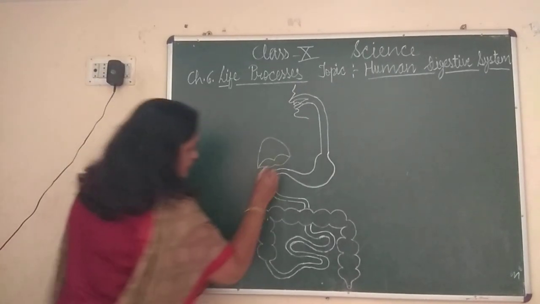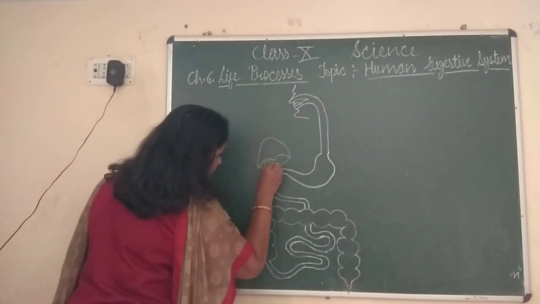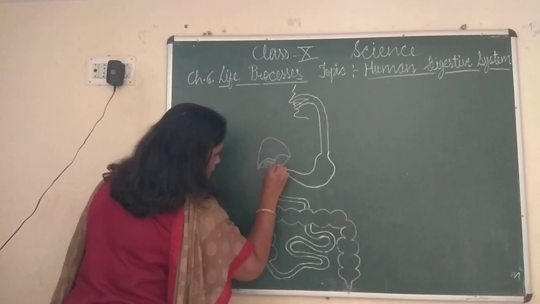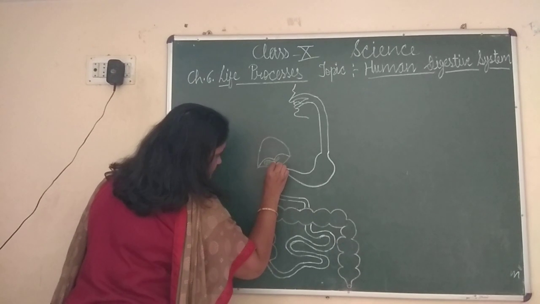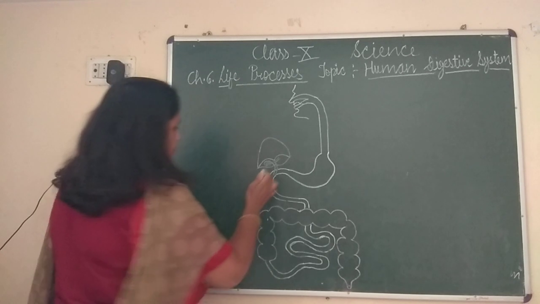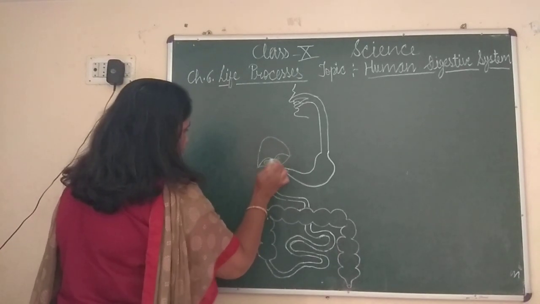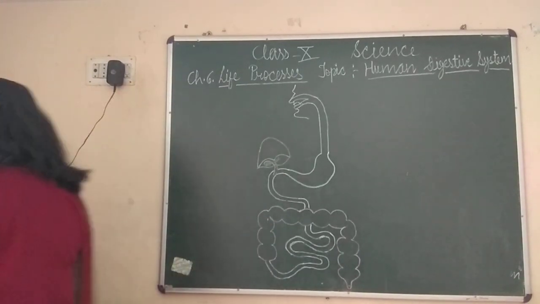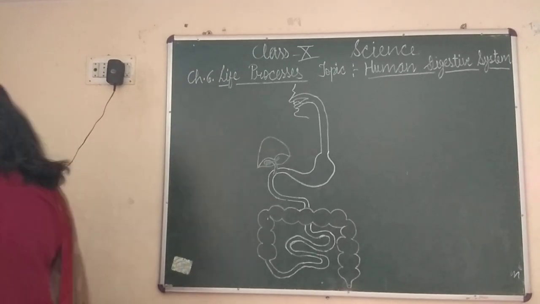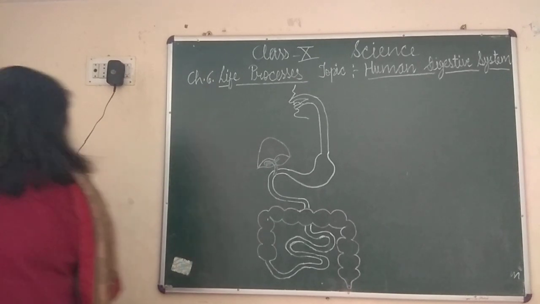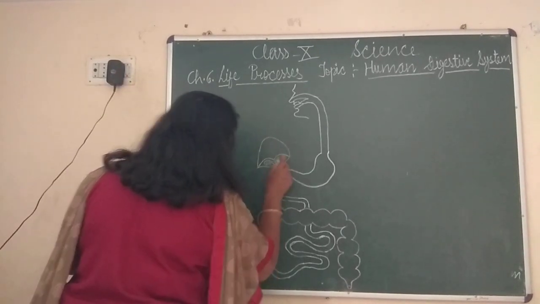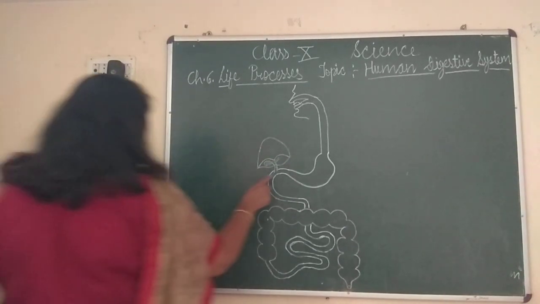Inside this, make a sac, a small sac, one tube going this side, one tube this side. Okay. Now it shows that this structure is opening here.